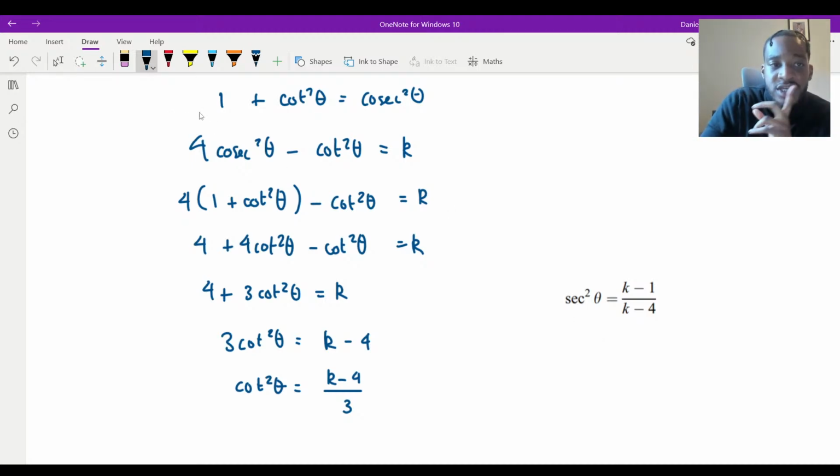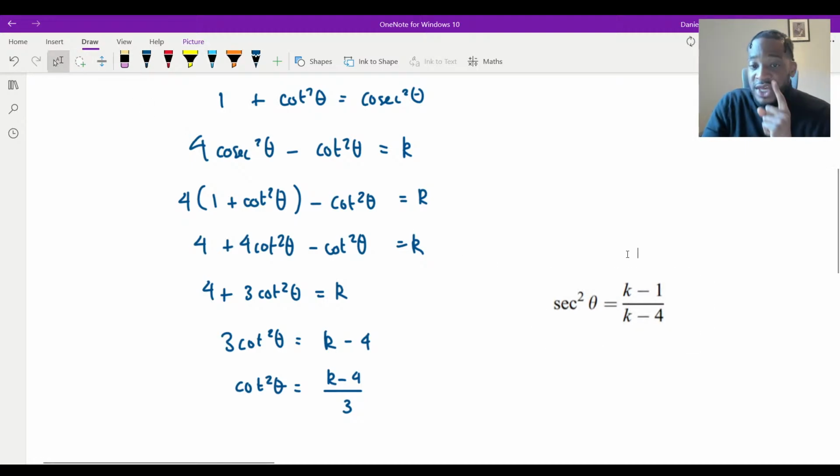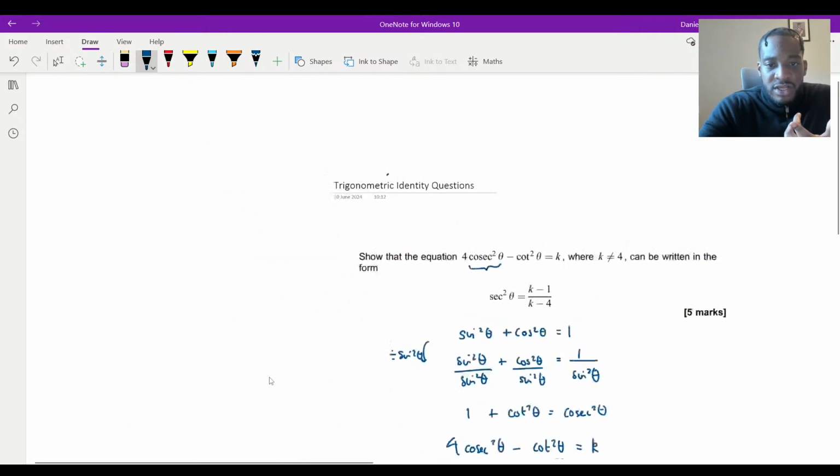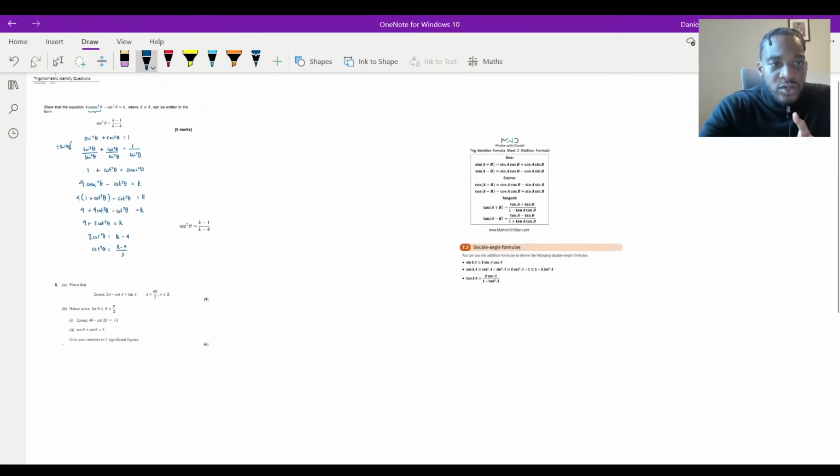Because remember, this is our show that right here. We need to show this. Now, if I need to show that, I've got a sec squared here, and I'm currently there. Now think about all of the identities that you know. For example, cot squared is what I've got. I need to move that out of the way, to be fair. I may do the second one after, if I've got time.